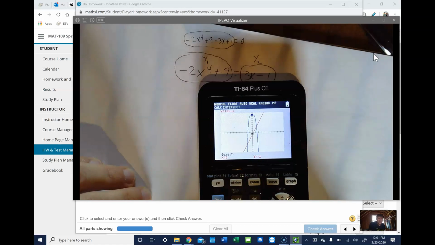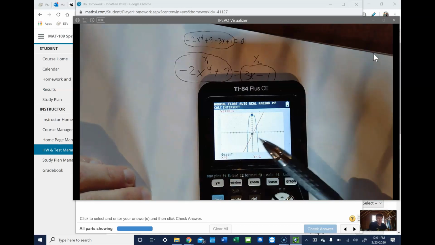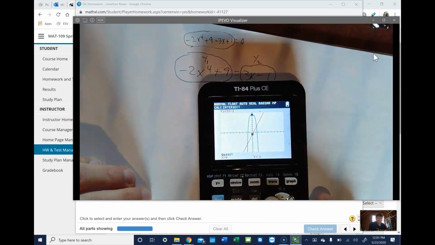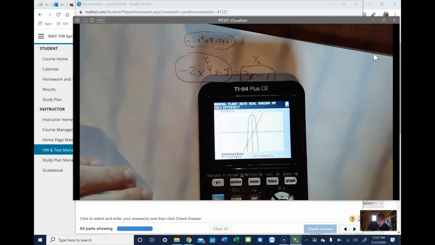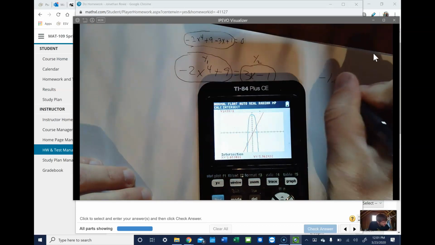Then it says guess. This time on the guess, notice it has two intersections. One here and one here. Whatever you do for the guess, whichever one you're closer to, it's going to give you that one as the answer. So that intersection point is negative 1.65. Negative 1.65 is one of my answers.